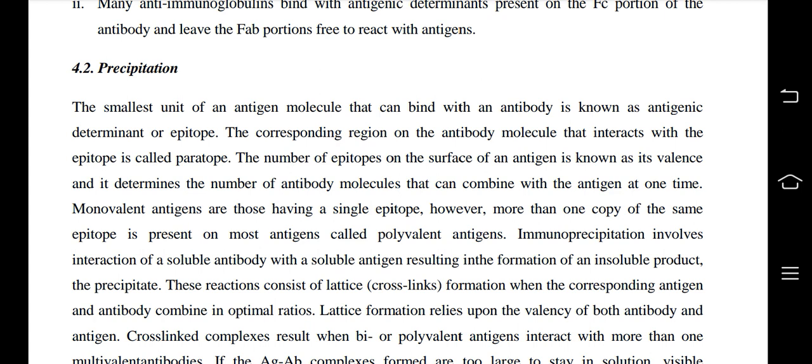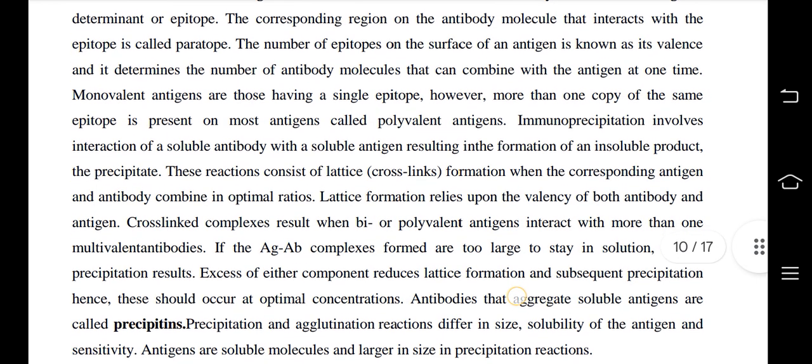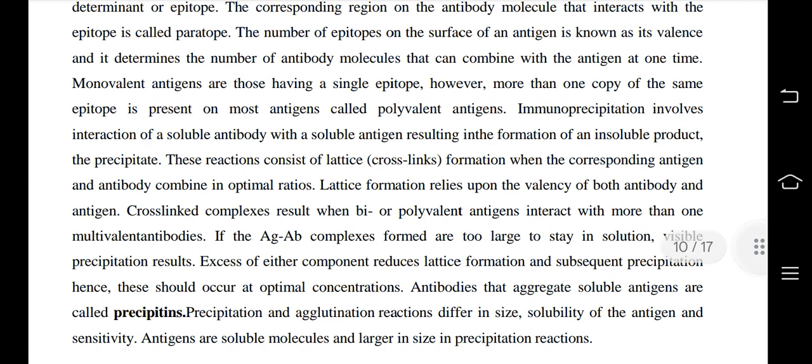The number of epitopes on the surface of an antigen is known as its valence, and it determines the number of antibody molecules that can combine with the antigen at one time. Monovalent antigens are those having a single epitope. However, more than one copy of the same epitope is present on most antigens, called polyvalent antigens.